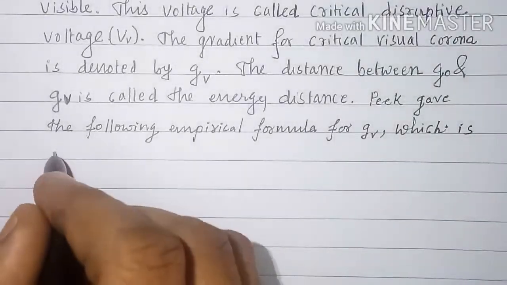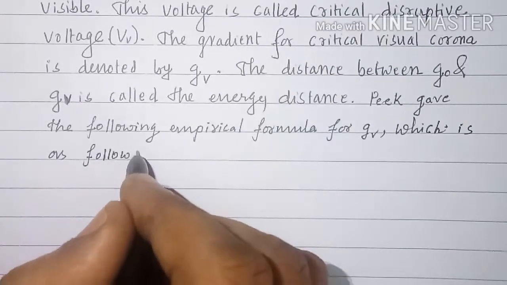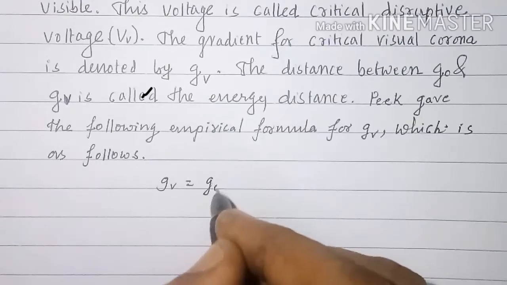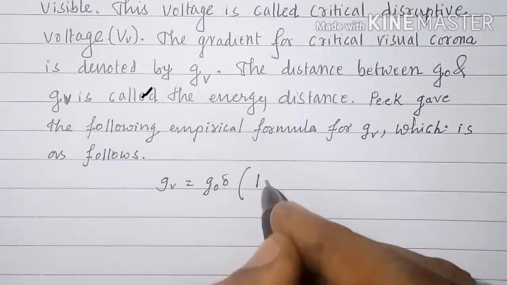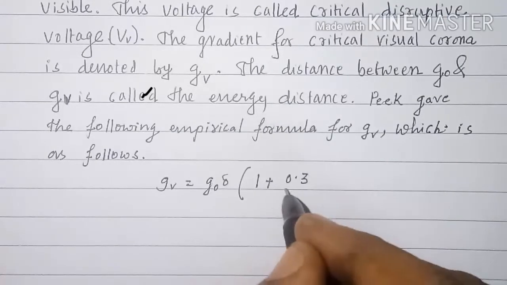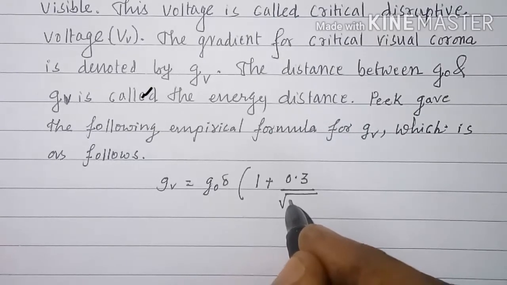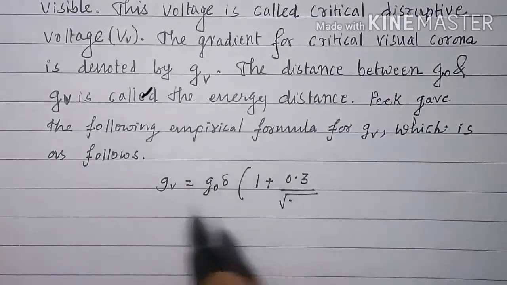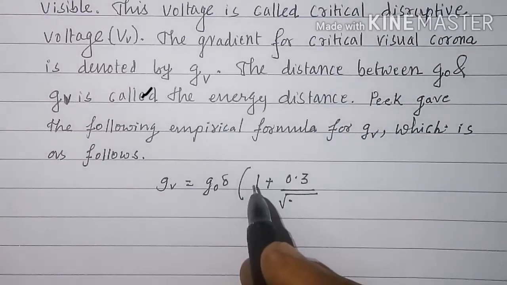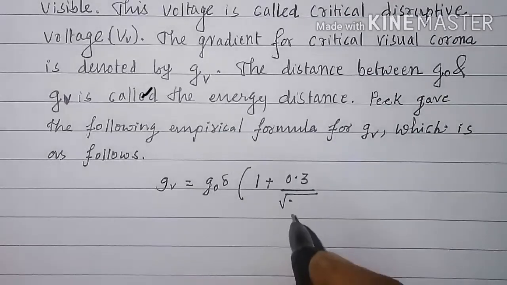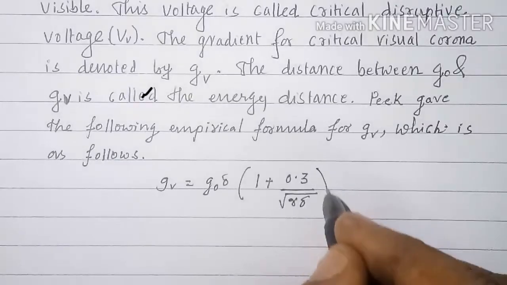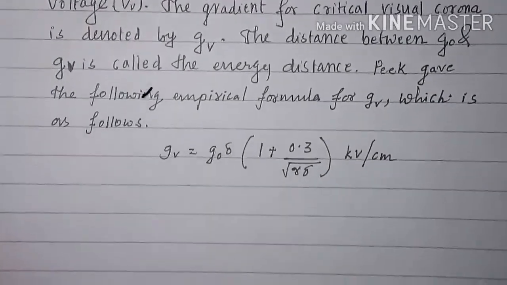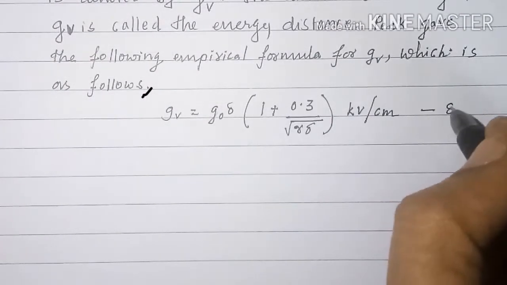Which is as follows: GV is equal to G naught into delta into the bracket 1 plus 0.3 under root R delta. GV equal to G naught into delta under root. GV is equal to G naught into delta into 1 plus 0.3 by root R delta, kilovolt per centimeter. Let us call this equation 8.